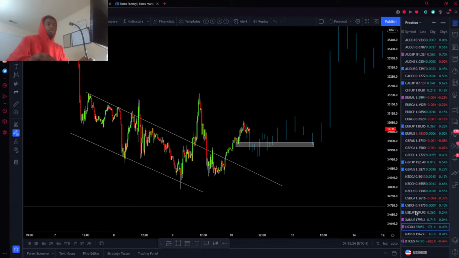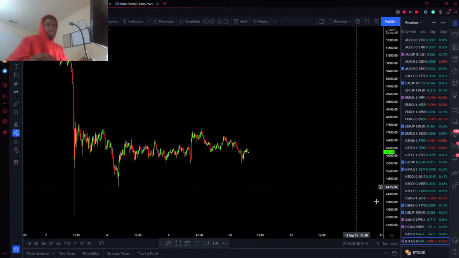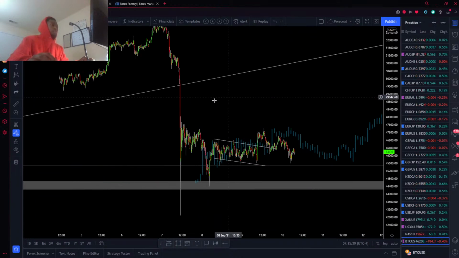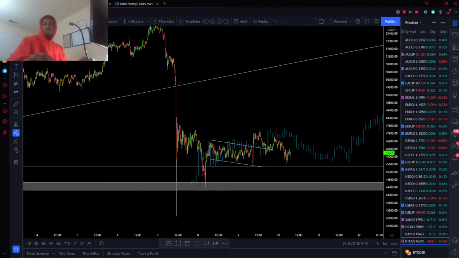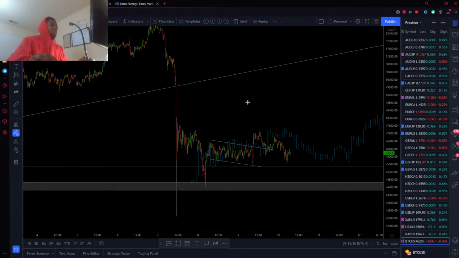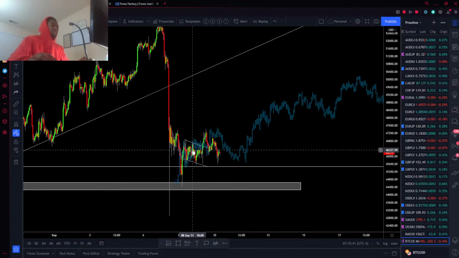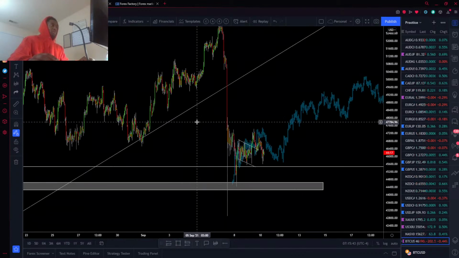Okay, so now let's move on to Bitcoin. On Bitcoin, if we go to the 1 hour time frame, got this level that was tested and then said start looking for a buying opportunity.